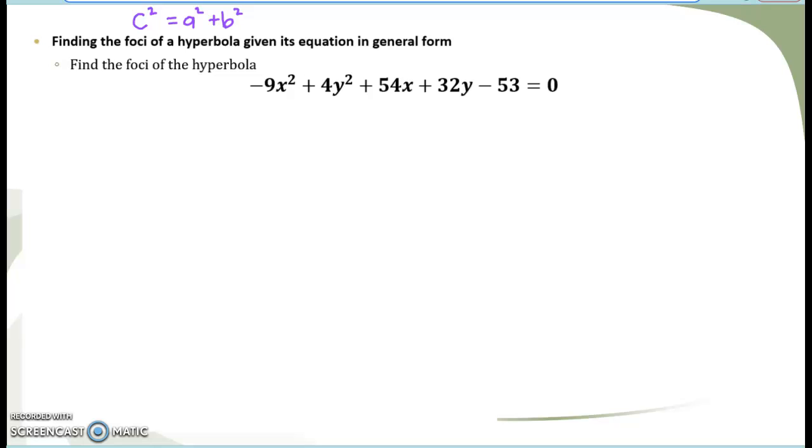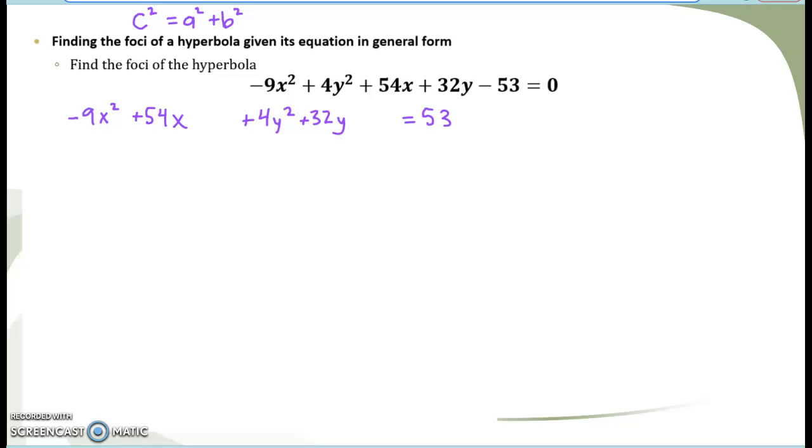But in order to find a and b, I need to get this into standard form. So again, how do I do that? We take each of our x terms and put them together and complete the square on this. And then we also take our y terms and put those together, and we complete the square on this. And I'm going to go ahead and add 53 to both sides so I get this here.